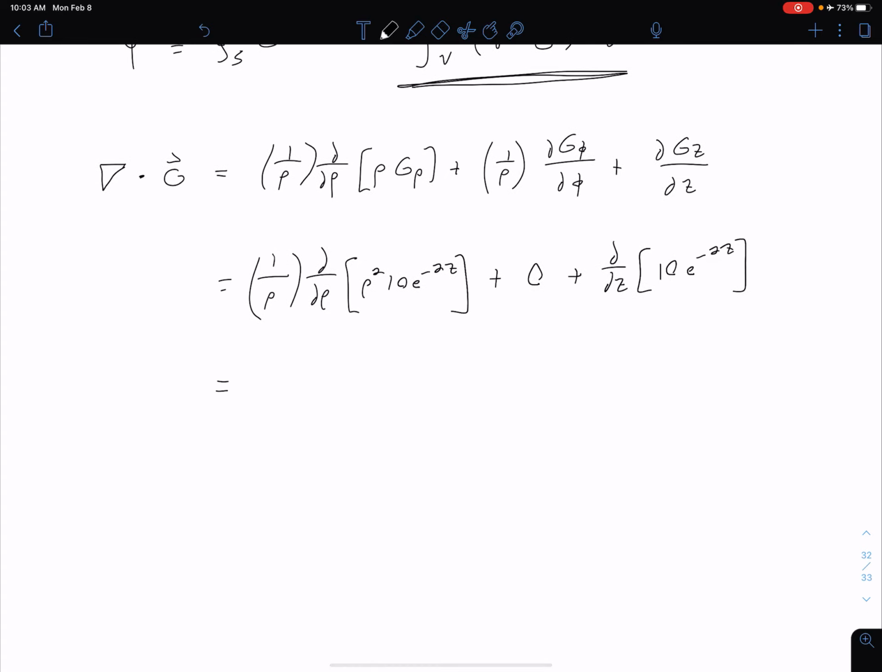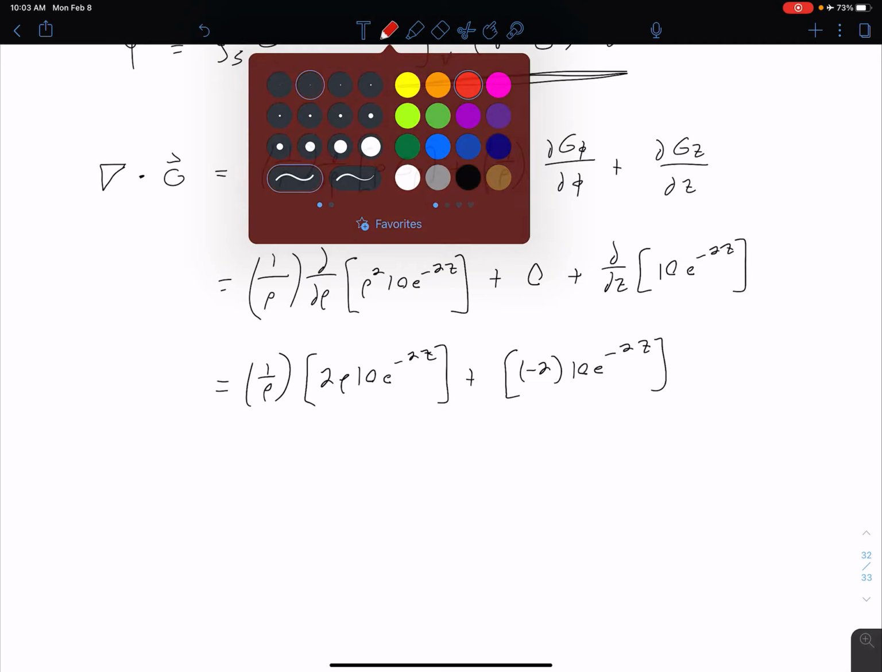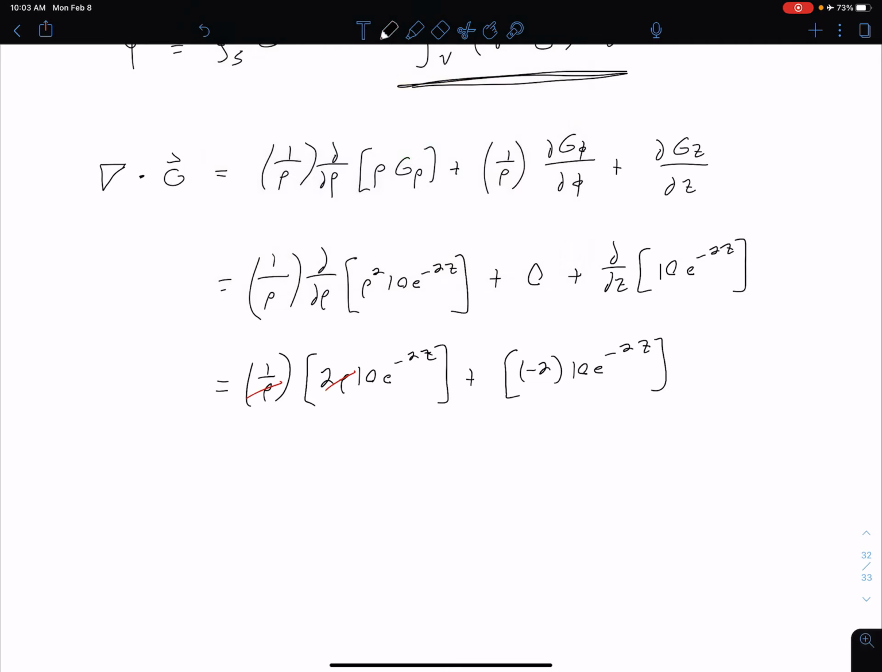Okay, so now we have our 1 over rho out here. If we take the partial of this term in brackets with respect to rho, we get 2 rho times 10e to the minus 2z, plus, taking the partial with respect to z of this term, we have a negative 2 coming down from our chain rule, so negative 2 times 10e to the minus 2z. And what we can see from that is that our rho is going to cancel out. So there goes our rho dependence. Now we have 2 times 10, so 20e to the minus 2z, plus a negative 20e to the minus 2z, which is going to cancel out, and we have 0.